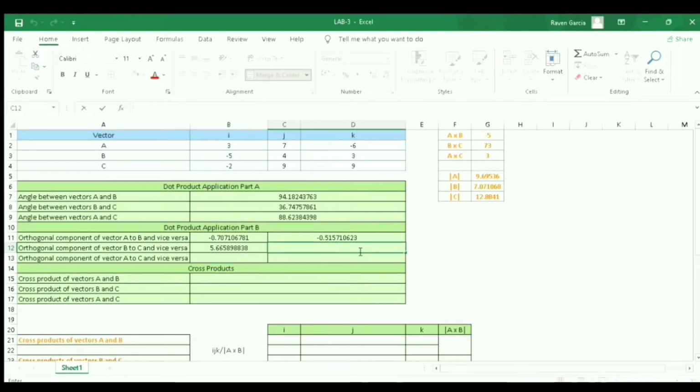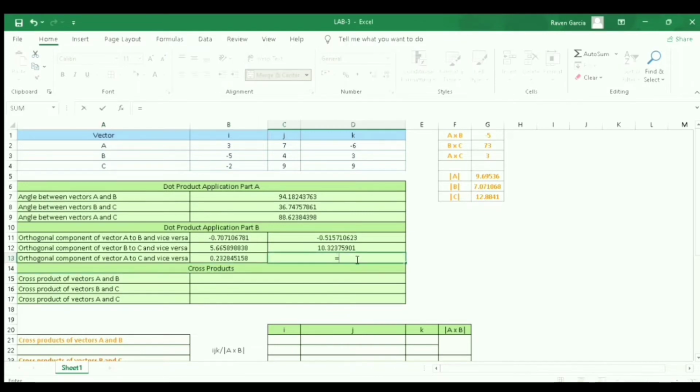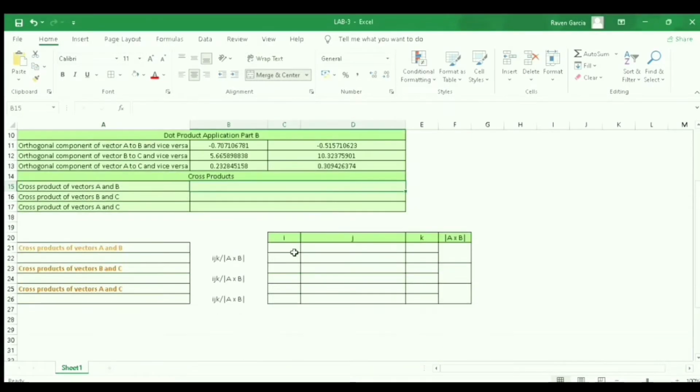At the orthogonal component of vector B to C and vice versa, input the formula equals G1 over G7. The answer is 5.6658988838. In the next column, input the formula equals G1 over G6. The answer is 10.3237591. At the orthogonal component of vector A to C and vice versa, input the formula equals G3 over G7. The answer is 0.2328455158. In the next column, input the formula equals G3 over G5. The answer is 0.30942637.